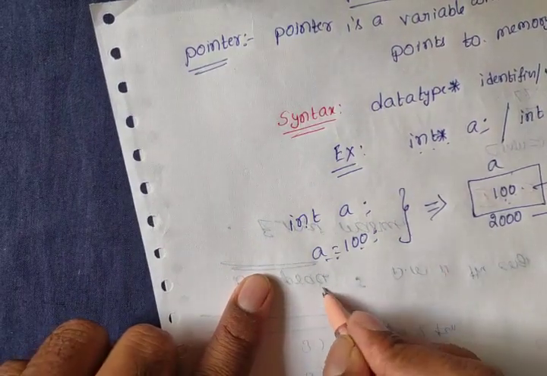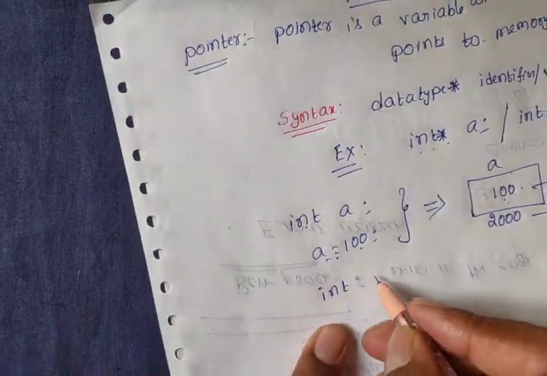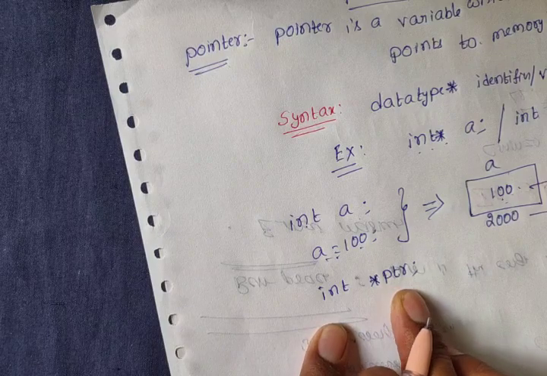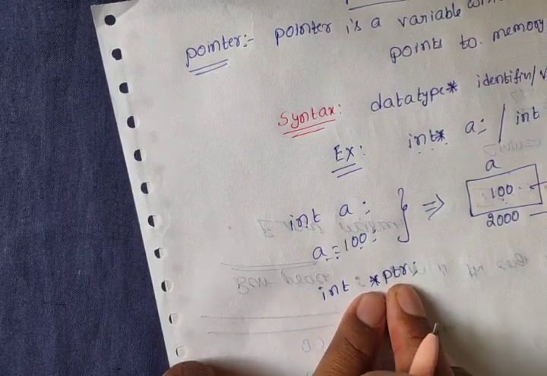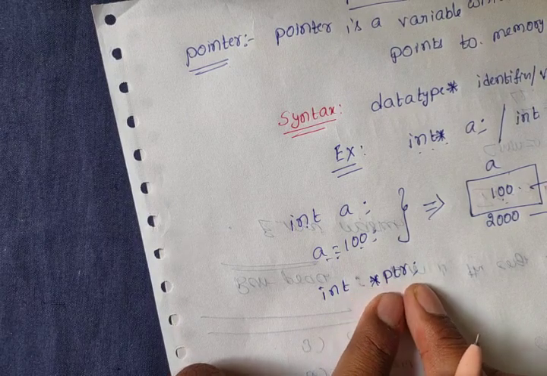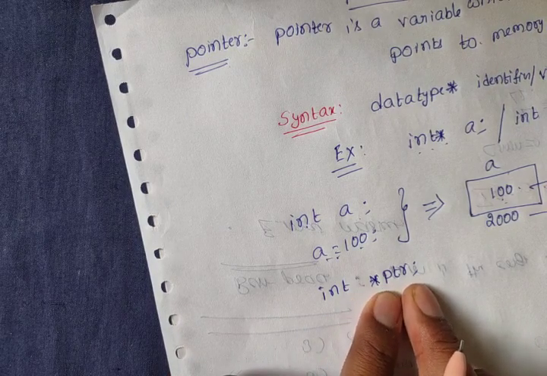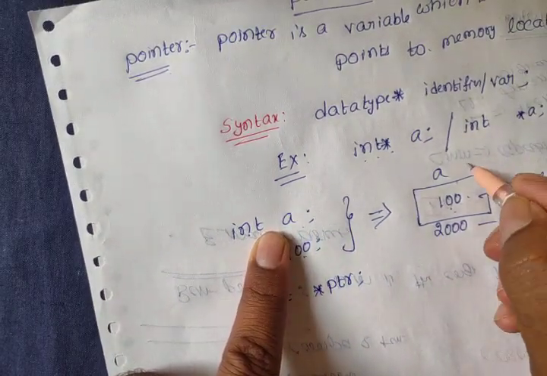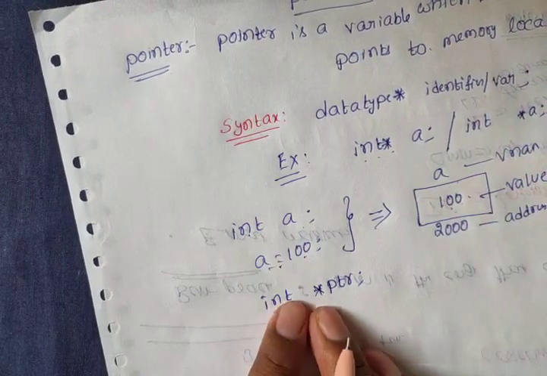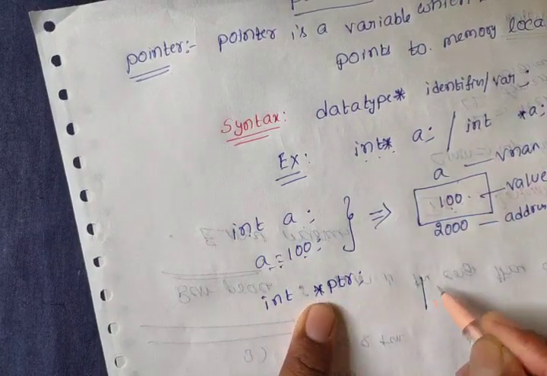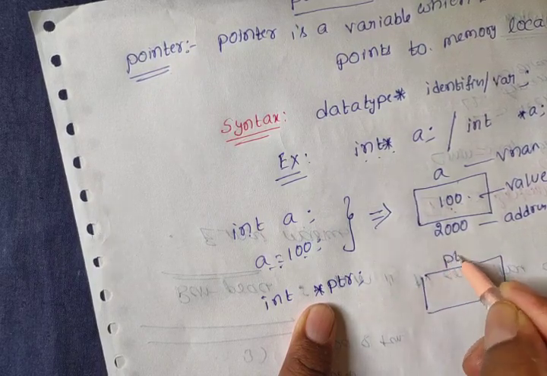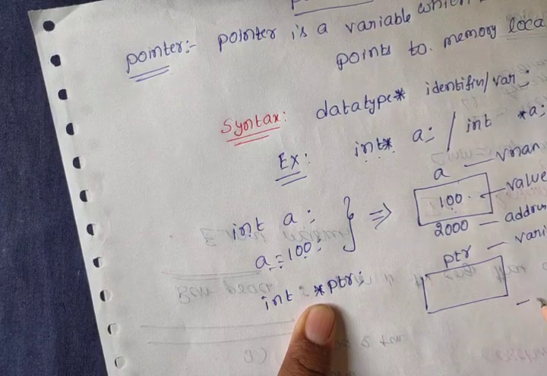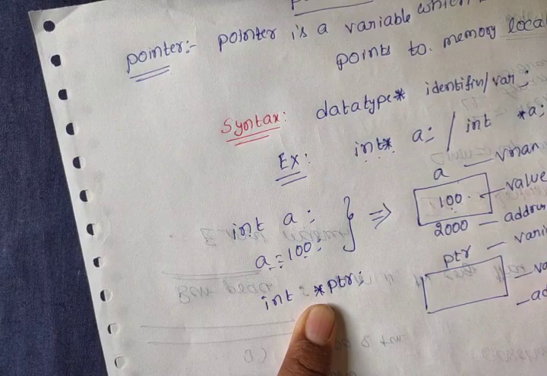Now we are declaring the pointer variable. For this, int star ptr. Here ptr is one pointer variable, you can use any name as you wish. Then star ptr means it is a pointer variable. Every variable contains an address, a value, and a variable name. Here the pointer is also one type of variable, so ptr is a variable, but it is a pointer variable. It will contain an address, and it also contains some value.